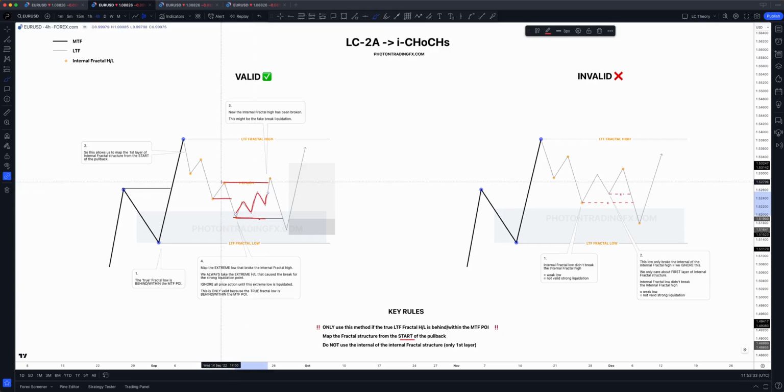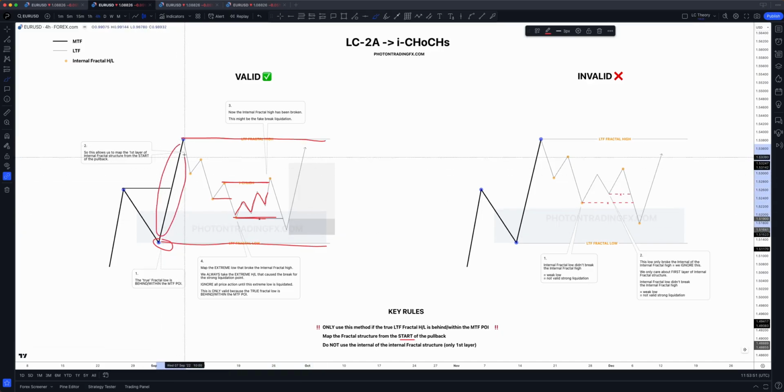It is between the internal fractal high and the internal fractal low, okay? Because this, remember, is the true fractal low. Up until now, this is always what you've paid attention to. This is the true internal fractal low. This is the true internal fractal high. Why? Because there were no fractal pullbacks within here.